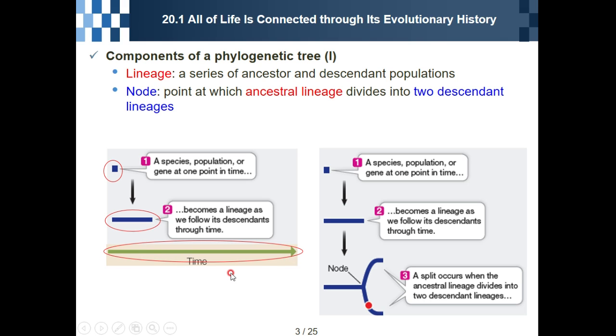Okay, and we also have to know some important terminology. Node. Okay, this is a node. In Korean, we call it 가지. So node means the point at which an ancestral lineage divides into two descendant lineages. One ancestral lineage is divided into two descendant lineages. So at this point, we call it a node. This one becomes one descendant lineage, and this one becomes another descendant lineage.